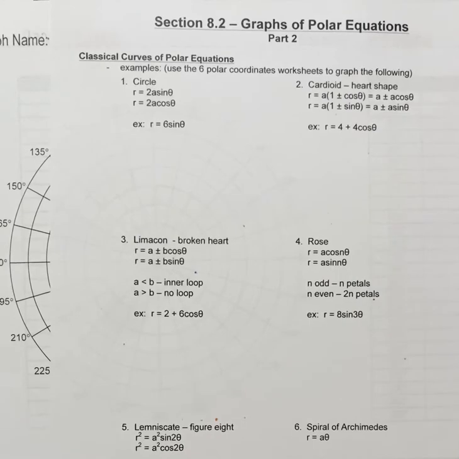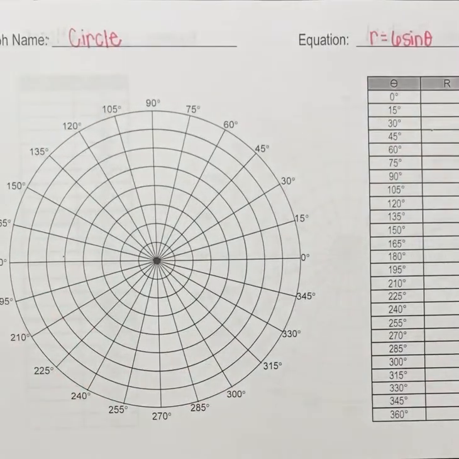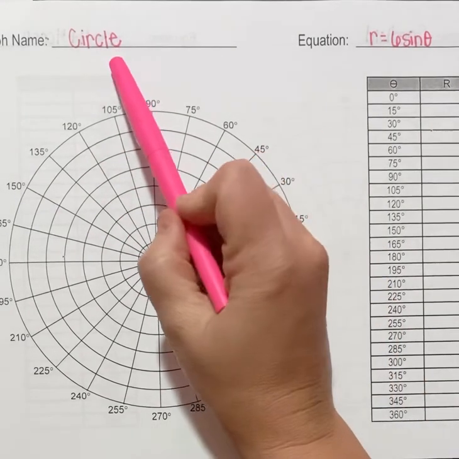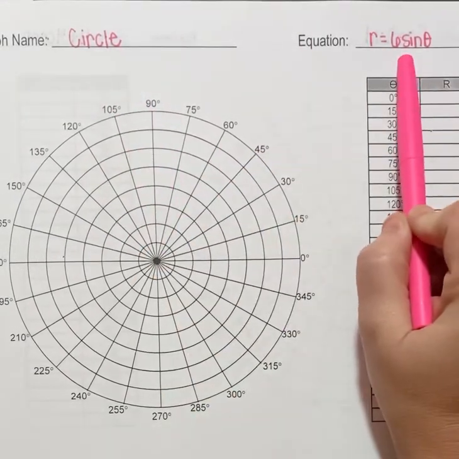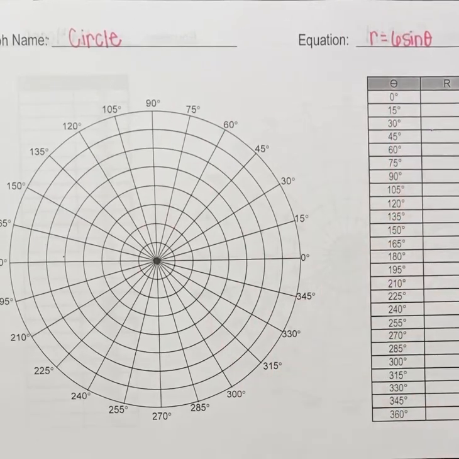If you look in your packet, you've got 6 graphs, really 3 pages, printed front and back. I've already written down the name and the equation beside each one. So in this first video, we're only going to look at a circle, so if you need to go back and look at one of these, you won't have to fast forward to try to find it. All we're going to focus on is how to graph a circle.